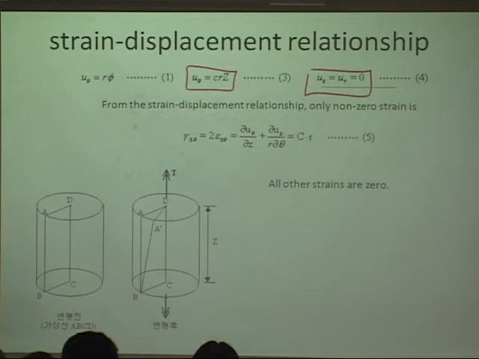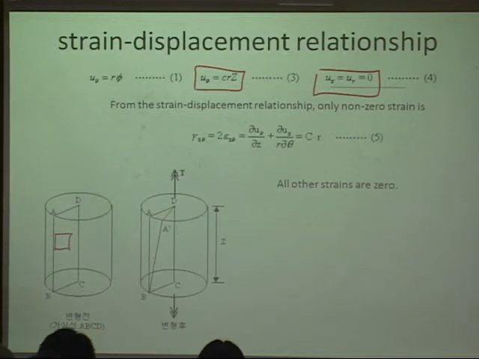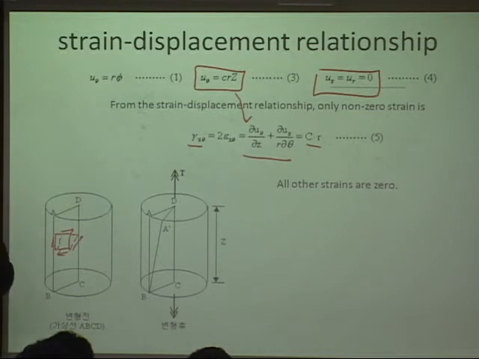Gamma z theta is the strain with respect to, let's say we can have some shape, and this deformation will be, this is z and theta, so this strain is the gamma z theta. By definition, it is defined like that, and the only non-zero displacement term is u theta. If you put it here, then this is the strain we will have, okay? Again, this C is not determined yet. We don't know what this C will be.